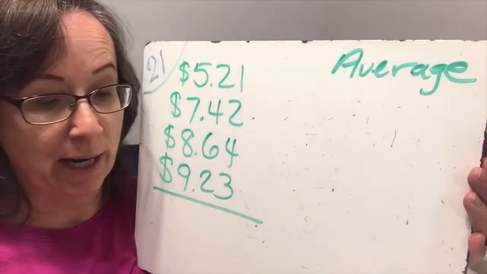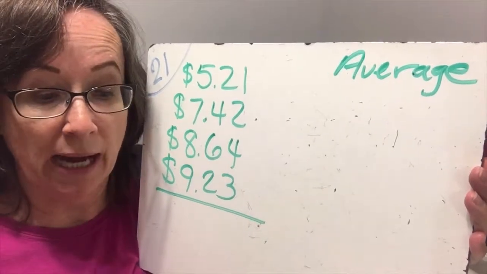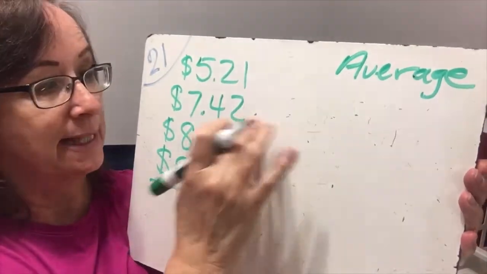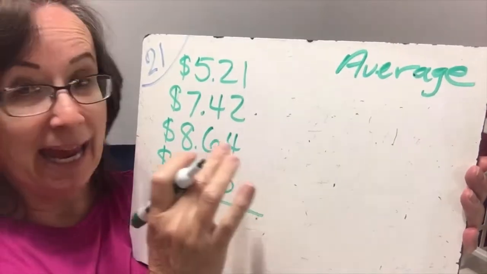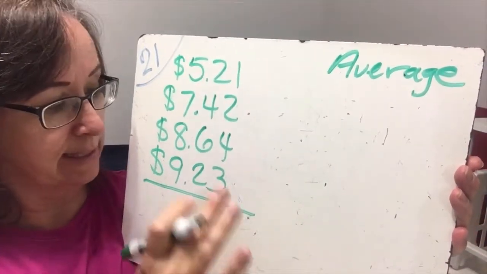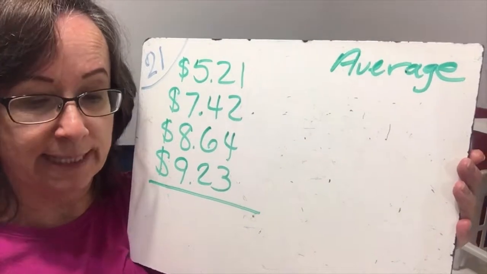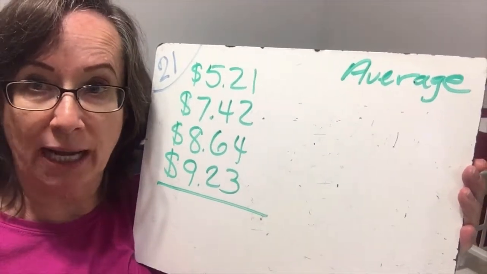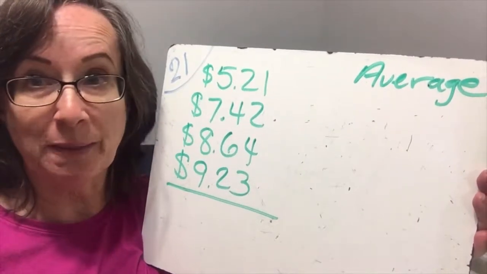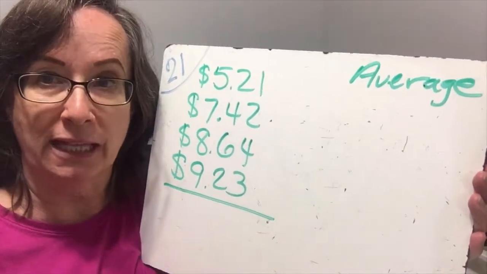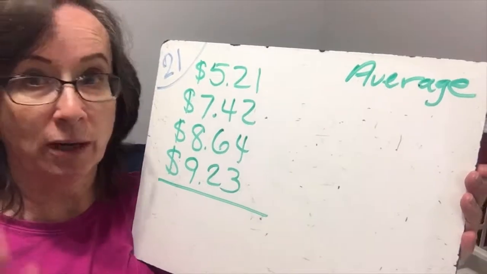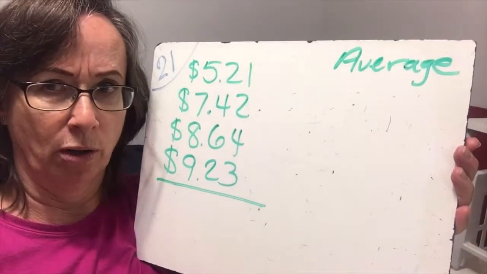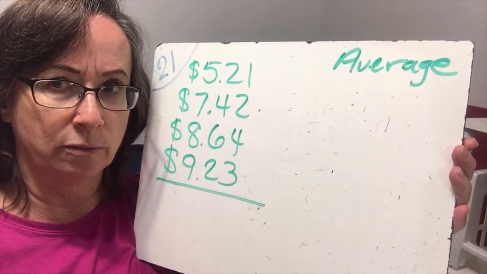Okay, this last practice problem says the first four items cost $5.21 and $7.42 and $8.64 and $9.23. So then it says, what is the average cost per item? That's simply going to be the average of all of the items. Okay, so we have four items and we're going to find the sum. Pause your video.